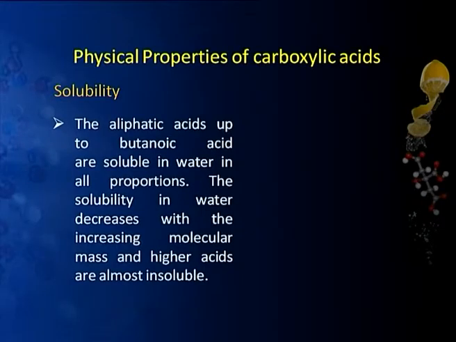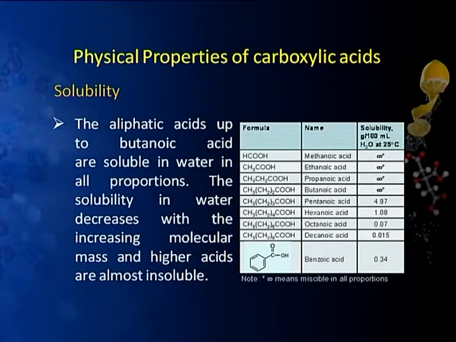The aliphatic acids up to butanoic acid, that is acids containing up to 4 carbons, are miscible in water in all proportions. The solubility of these acids decreases as the molecular mass of the acids increases. This table shows the solubility. These are the 4 acids where infinity is written; they are miscible with water in all proportions, but as the size increases, the molecular mass increases, and their solubility decreases.